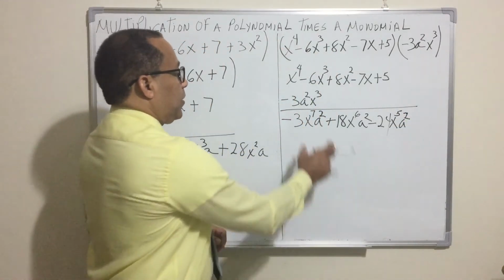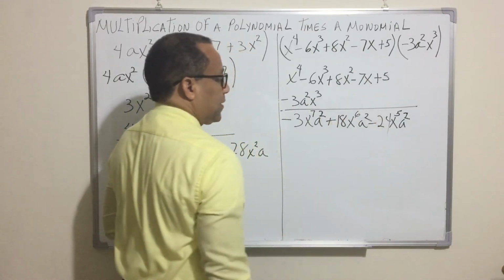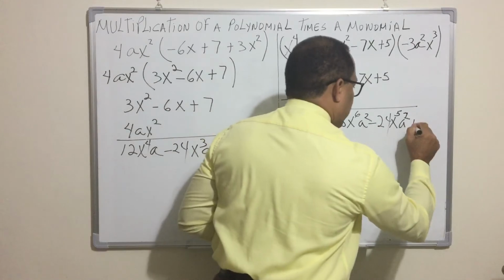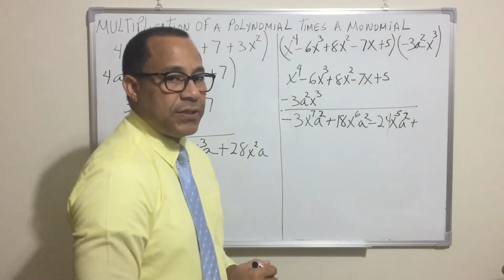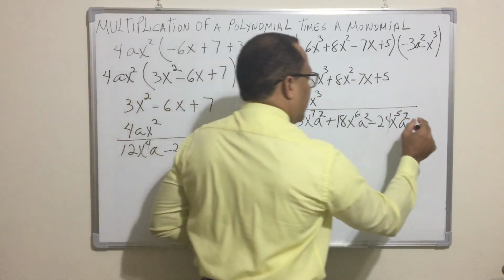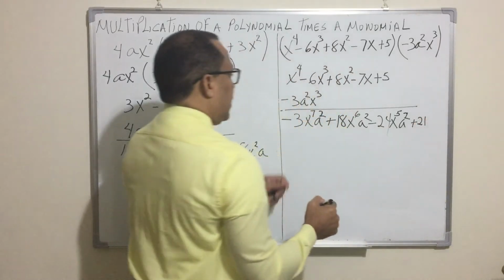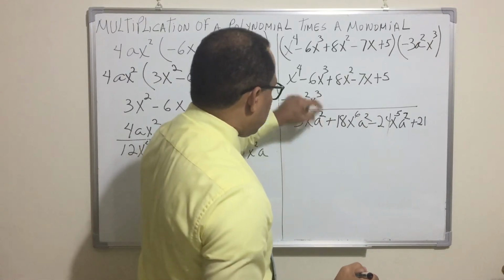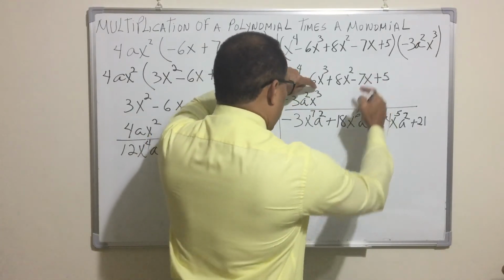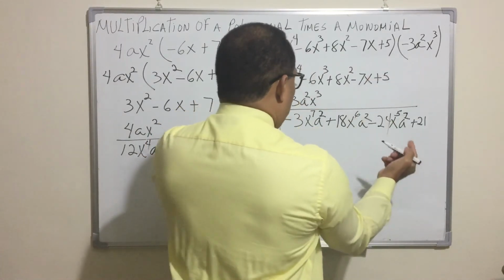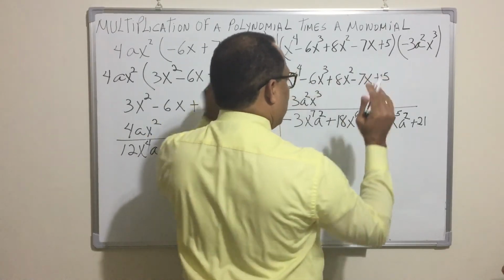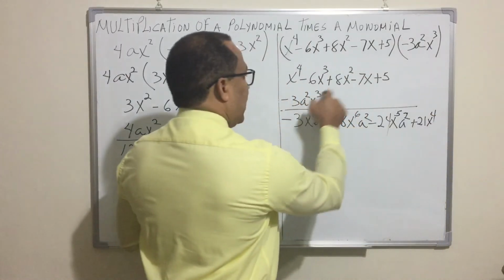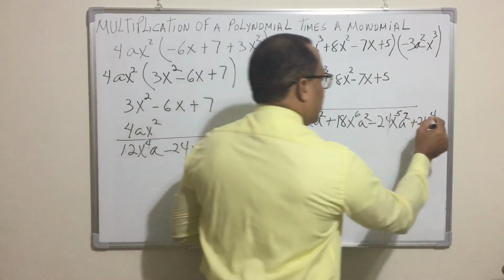Next, I'm multiplying the monomial times the negative 7x. Multiply the signs first. Negative times negative equals positive. Multiply the coefficients. 3 times 7 equals 21. And then a to the second, x to the third times x. The x has a 3, the x has a 1. Both exponents are positive. I add them. 3 plus 1 is 4. So this would be x to the fourth. And again, just bring down the a to the second power.